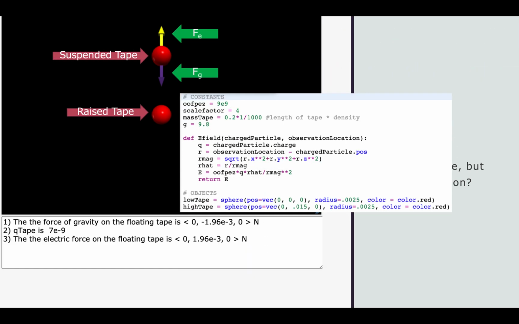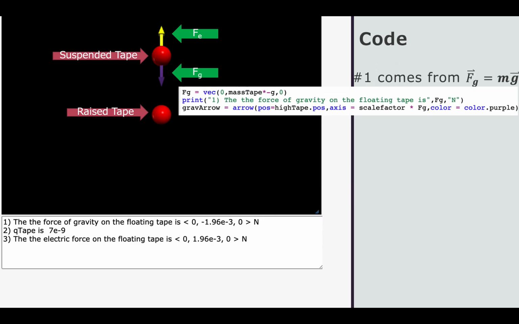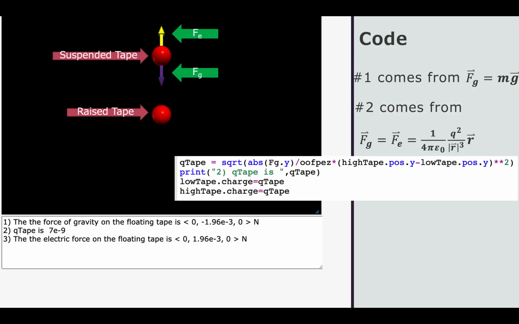Here, I represented the two tapes using 2 point charges 1.5 centimeters apart from each other, and defined constants and a function to calculate electric field. The force of gravity was calculated from Newton's second law, and the purple arrow represents the magnitude and direction of this force. Knowing that Fe and Fg are equal in magnitude, we can set them equal to each other and solve for Q, knowing that there is no force on the XZ plane.